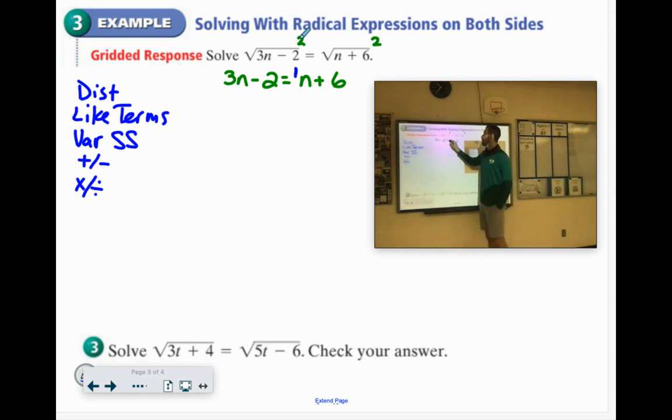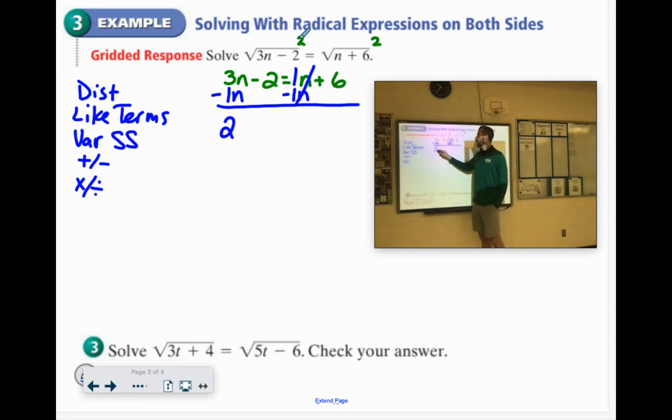So if I want to get rid of the smaller one, 1n, if I don't want that there, we would subtract 1n. Because 1n minus 1n is 0n. So those cancel. 3n minus 1n is 2n. Minus 2 equals 6. Now we're to the fourth step, undo addition and subtraction.